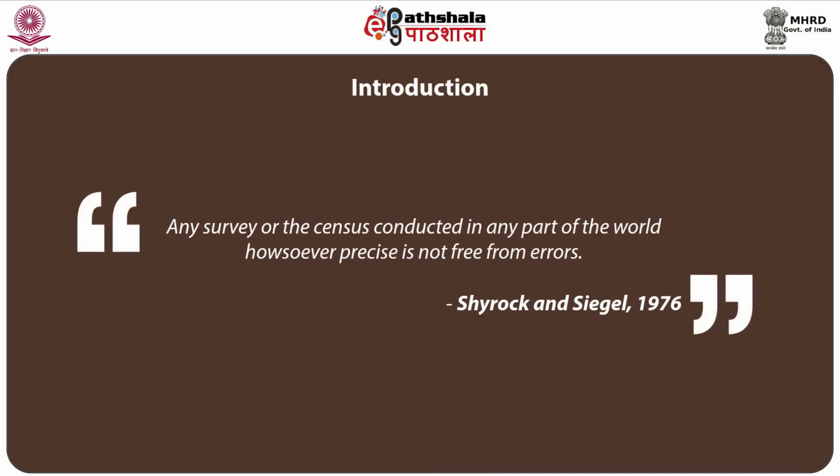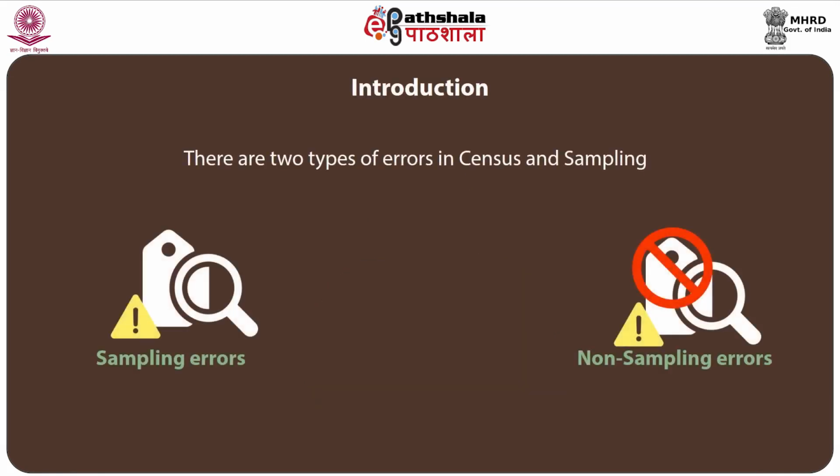Any survey or census conducted in any parts of the world, however precise, is not free from errors. There are generally two types of errors in census and sample surveys, referred to as sampling error and non-sampling error.